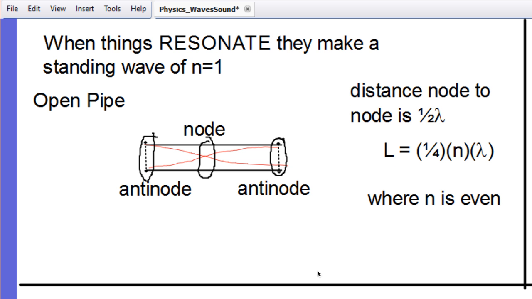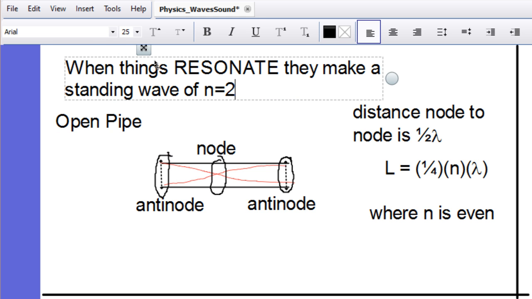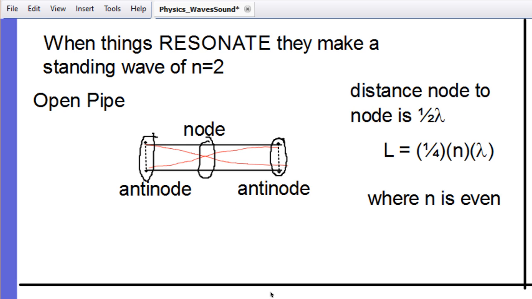Just like on an open pipe, n's always even. Sorry, something's wrong. No, I'm good. There. That was my mistake. Where n is always going to be an even number. So you can't have n equals 3 or n equals 5. You can only have 2 and 4 and 6, and so on. I'll come back to this in class.